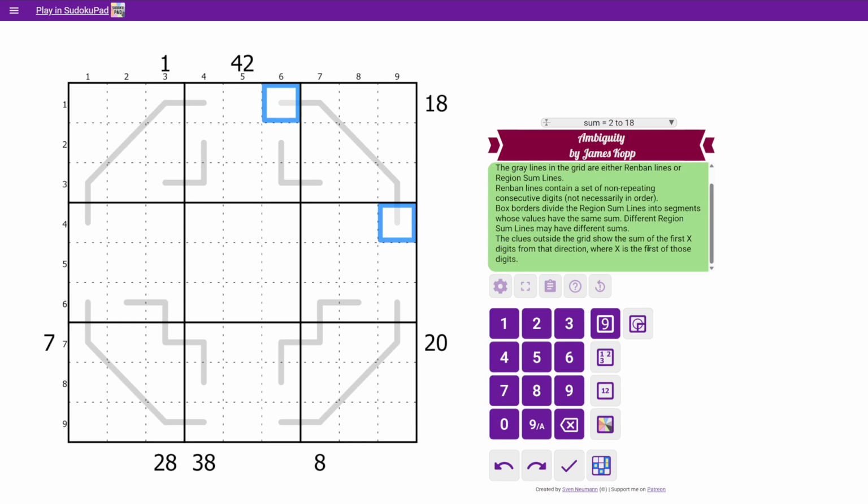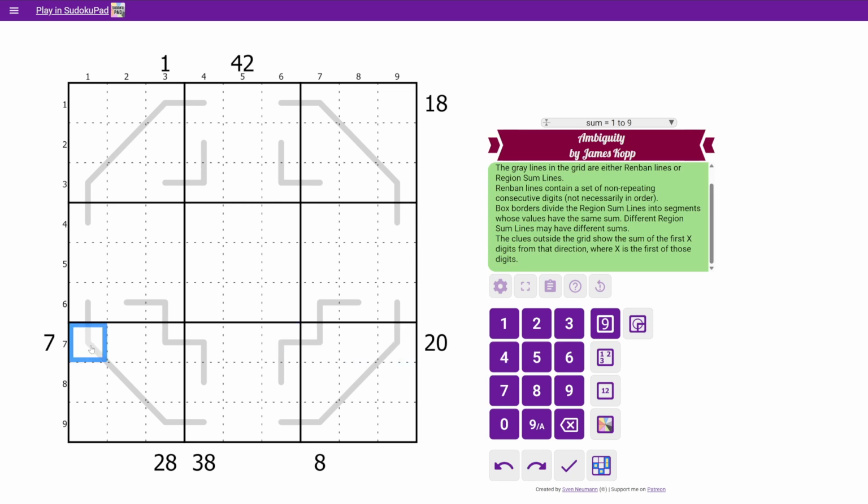The clues outside the grid show the sum of the first number of digits from that direction, where the number is the first of those digits. So if this was a 4, then these 4 cells would equal 20. I believe that's what it means.